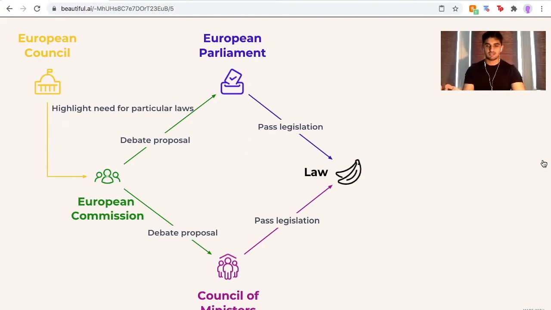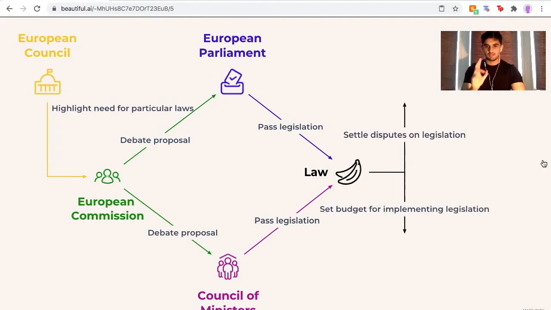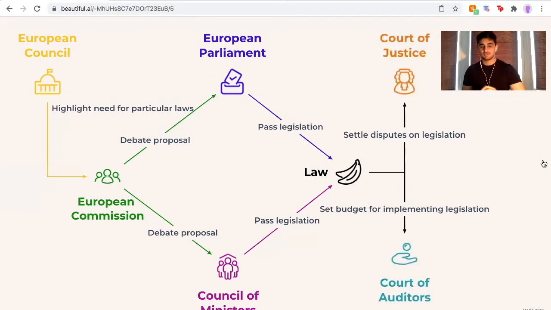And so once you've passed this banana law, it can then go to 2 other institutions. The first is the European Court of Justice, and they will settle any debates that are regarding the legislation. So if someone takes the EU to court on the passing of laws on bananas, then the Court of Justice will deal with this. And you also have the Court of Auditors, which is not a court. Actually, their role is to set the budget for implementing the legislation itself.